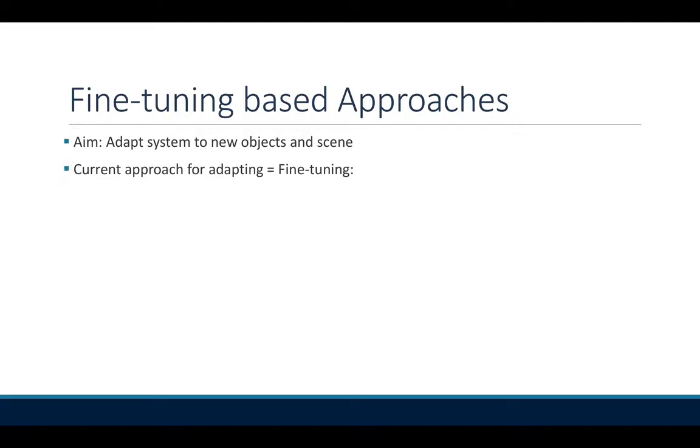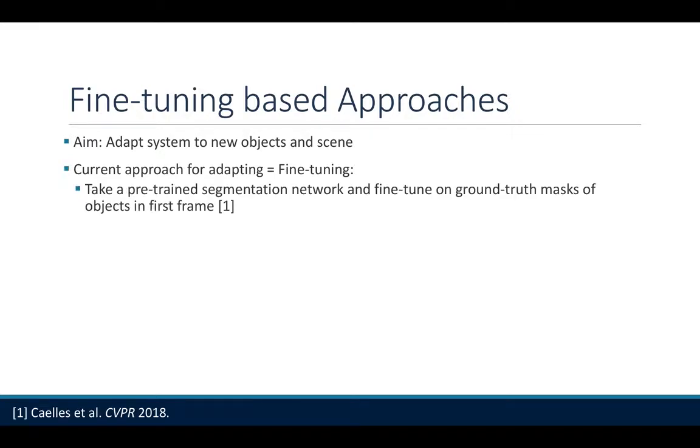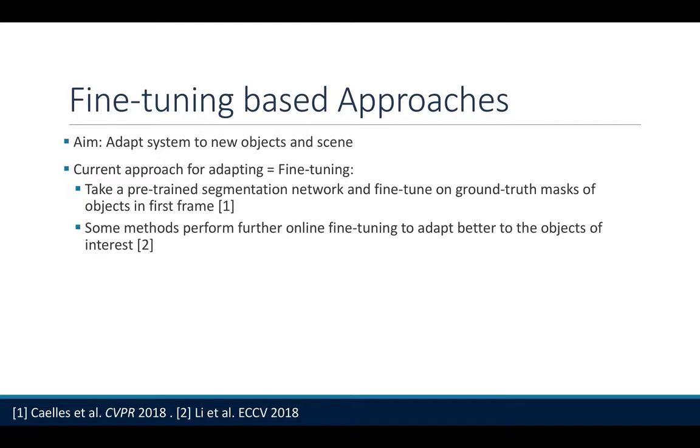The current approach for adapting is fine tuning. These methods take a pre-trained segmentation network and fine tune it on the first frame of the video for multiple iterations. Some of them generate hundreds of augmented images from the first frame and then fine tune on them. Some other methods perform online fine tuning as the video progresses to adapt better to pose changes in the objects over the video.